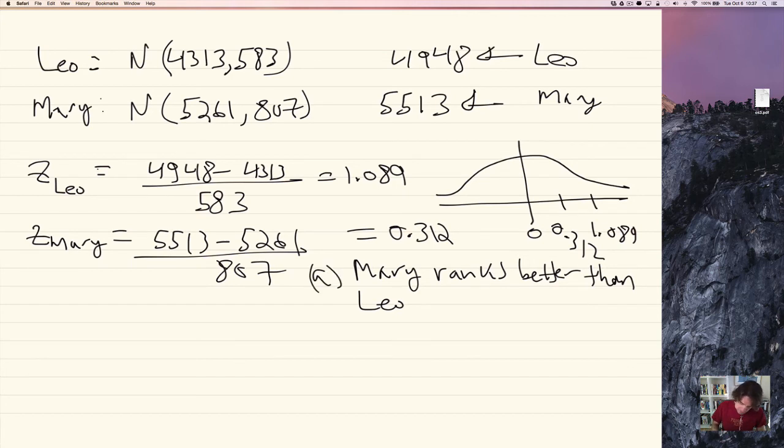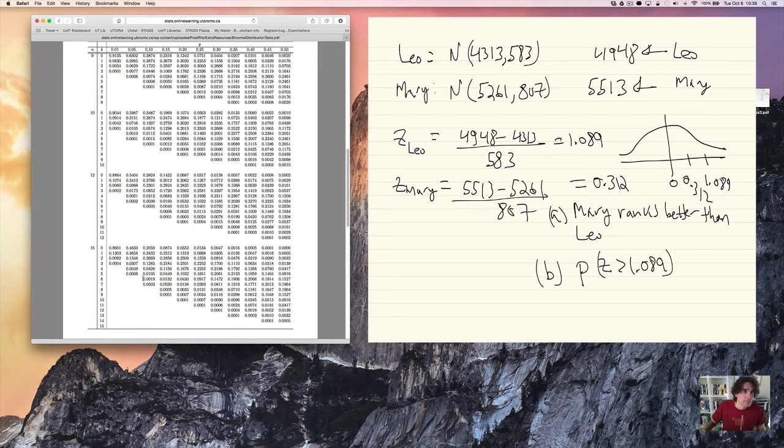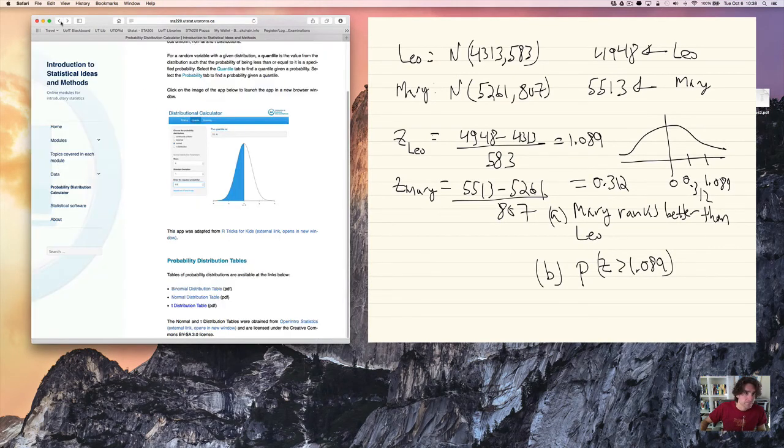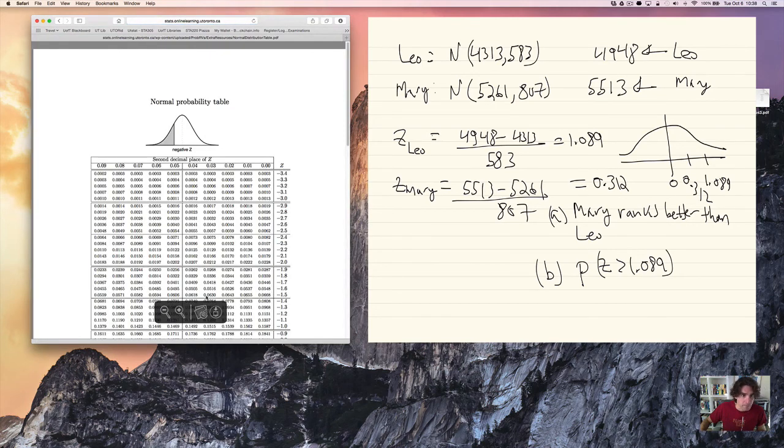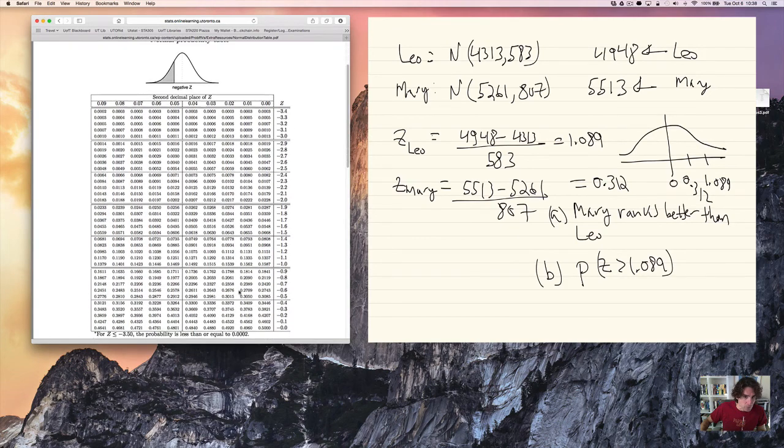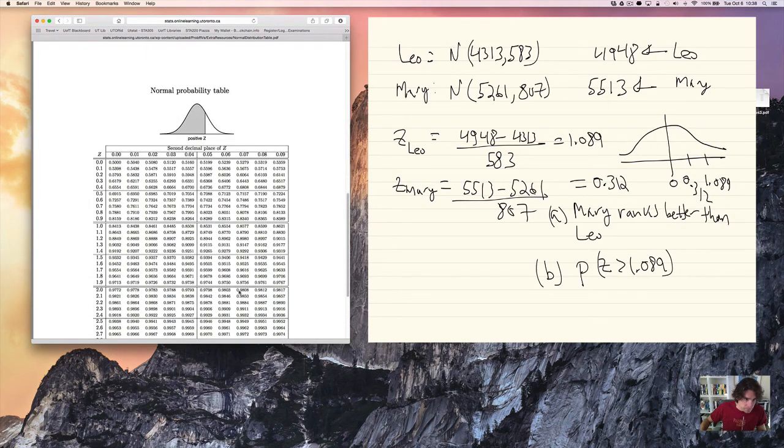And in part B, it asks what percent of triathletes Leo ranked better than. Well, that's just the probability that Z is greater than 1.089. And to do this, we need to look at the normal table. So if we go back to our probability distribution calculator, we can look at the normal table. And we want to look for 1.089. 1.09 is the closest, and that value is 0.8621.